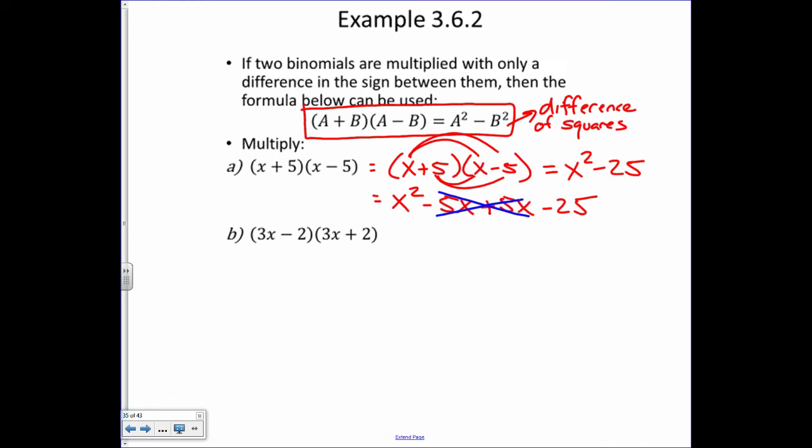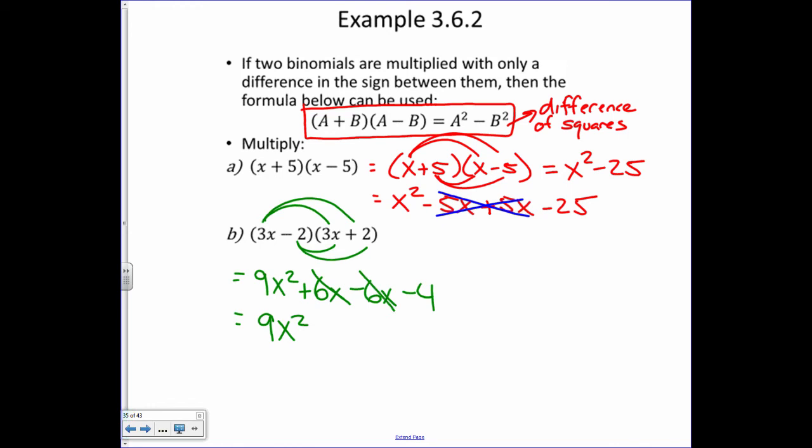So we want to do the same thing for the second example. 3x times 3x is 9x squared, plus 6x minus 6x minus 4. And so we get 9x squared minus 4.